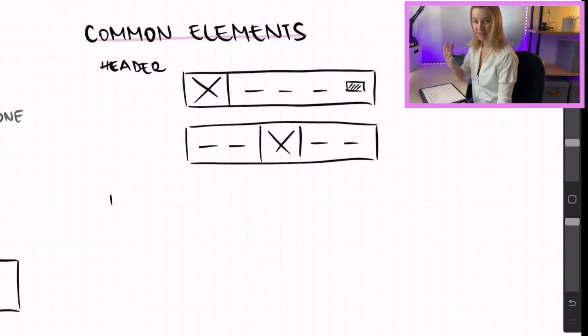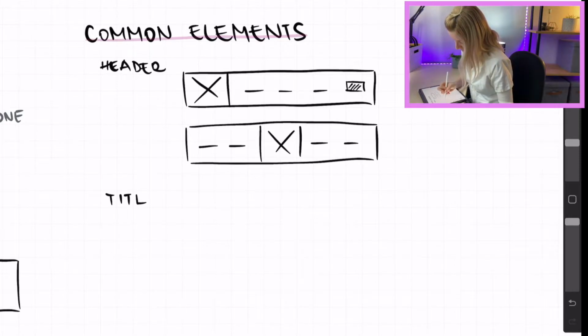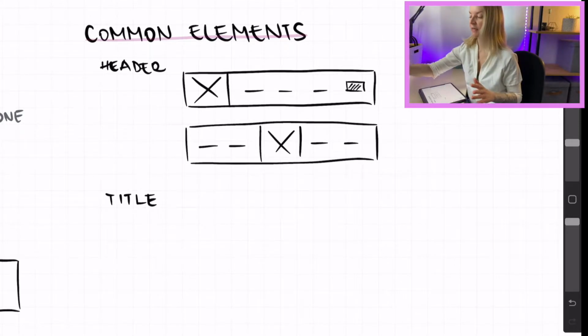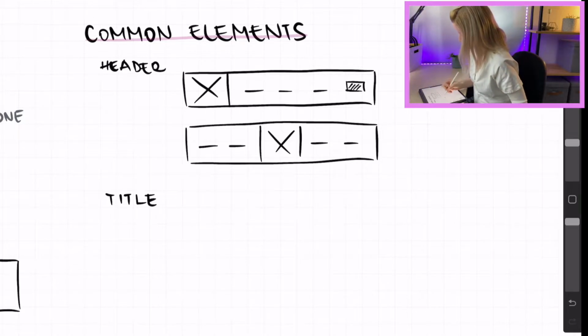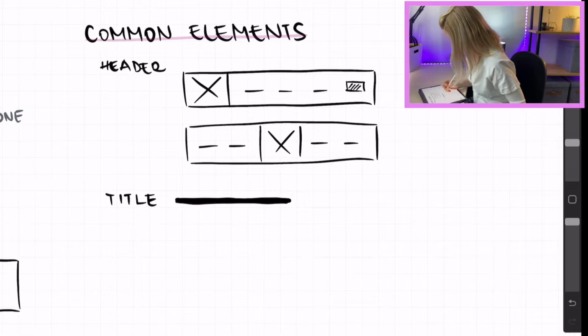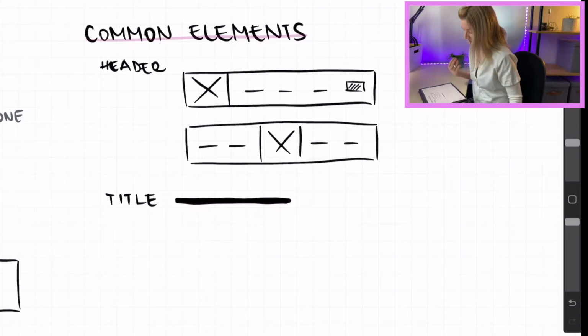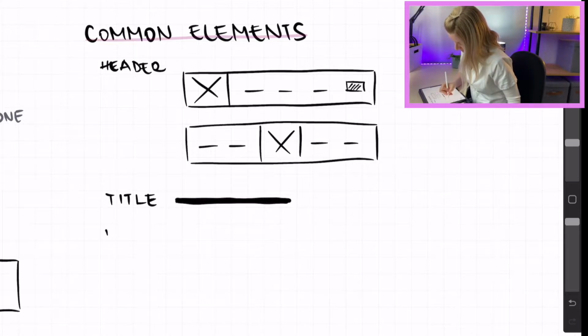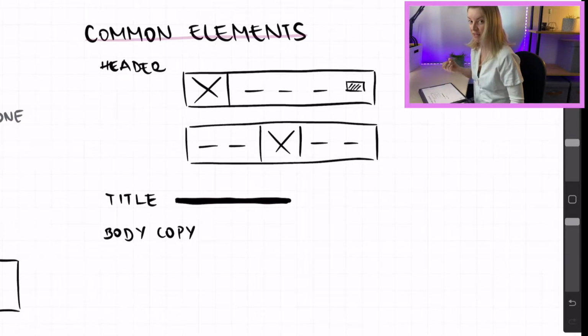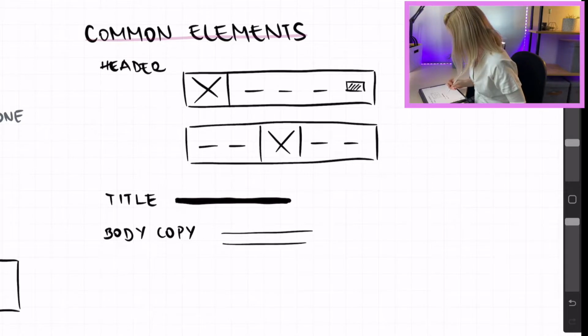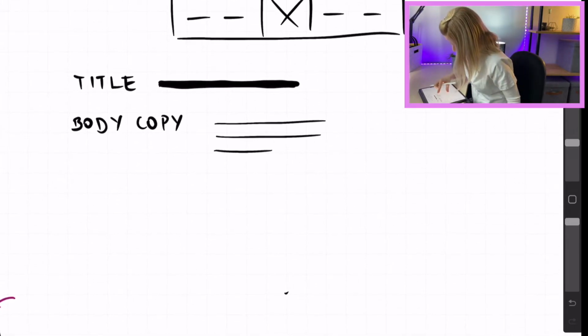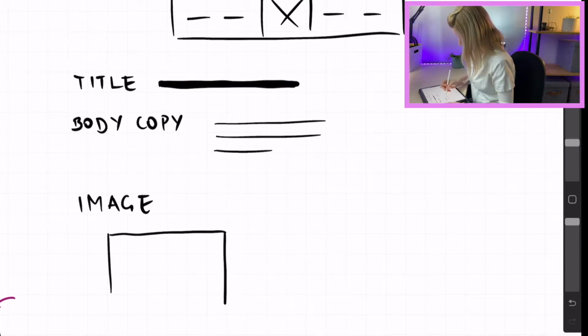The next common component when you're sketching is a title. If you're using pen and paper, then I would recommend using a Sharpie where you can draw a thicker line. So that's how I would represent my title. And while we are doing the title, we need another component, which is the body copy or paragraph. Instead of a thick line, I usually just add these kinds of lines. The next common component is an image. As we already saw in the header, I usually represent my image like this.